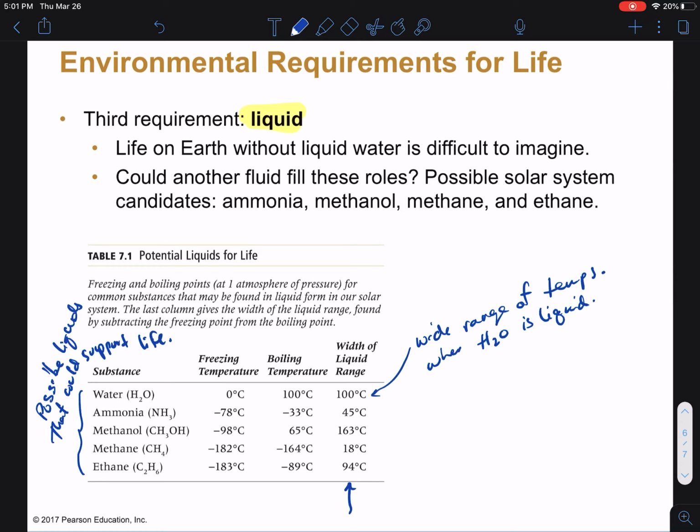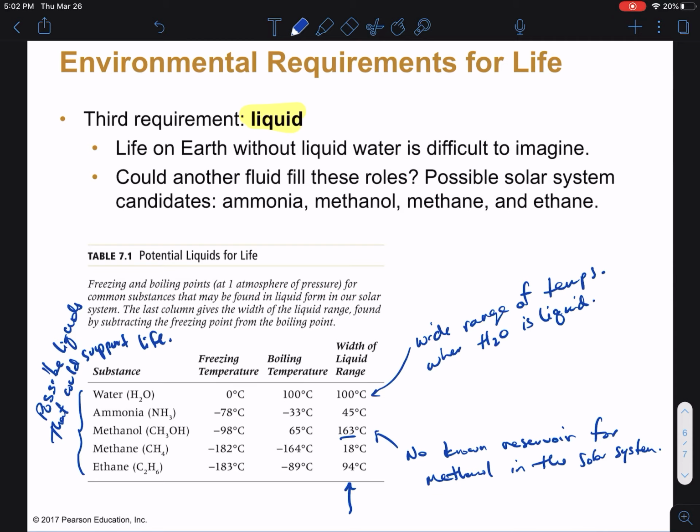Now you may be taking a look at this chart and see that methanol here is also a liquid over a wide range of temperatures. Now it doesn't have some of the other unique properties that water has, but a big problem with this is that there is no known reservoir for methanol in the solar system. And so there's just not really any of it around.